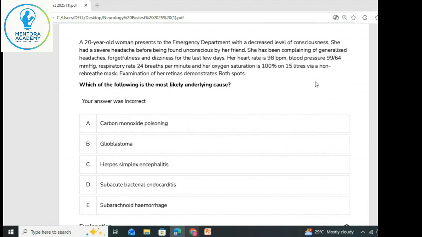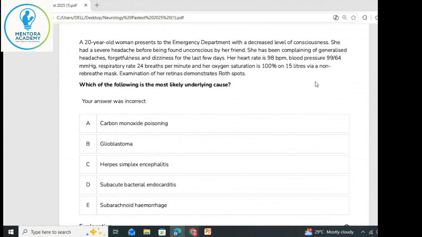Her heart rate is 98, blood pressure is a little low, 99 by 64. Respiratory rate is 24 breaths per minute, and oxygen saturation is 100% on 15 liters via non-rebreather mask. Examination of her retinas demonstrated Roth spots. Which of the following is the most likely underlying cause?